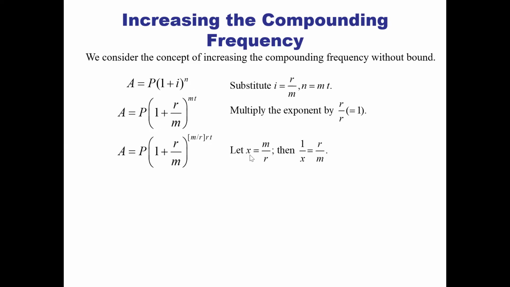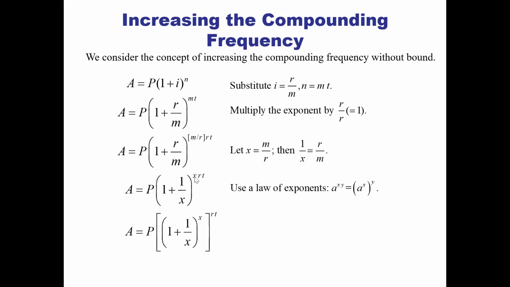Now, if we multiply the exponent by r over r, which is just 1, that gives us the following. Now, if we say let x equal m over r, then 1 over x is r over m, and that gives us this here, x times r times t. And using the law of exponents, a to the x times y is equal to a to the x, to the y. So we can pull this out, and it's raised to the value rt.